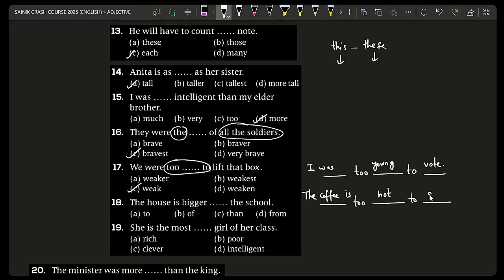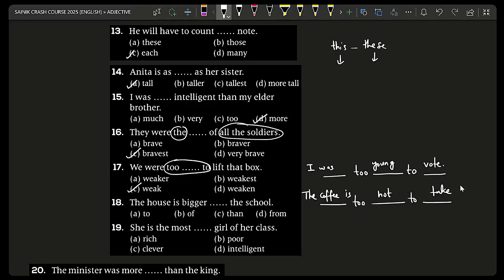I'll tell you one more thing. The coffee is too hot. Let's take "too hot to take". That means it is a negative sentence or positive sentence? Negative sentence, because we are not able to take the coffee as it is too hot, right? Okay, now we can answer the 18th question.